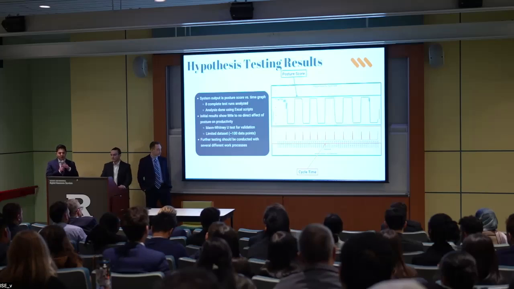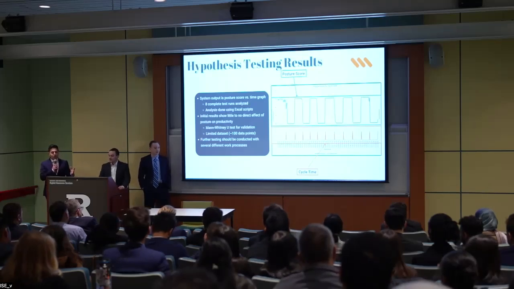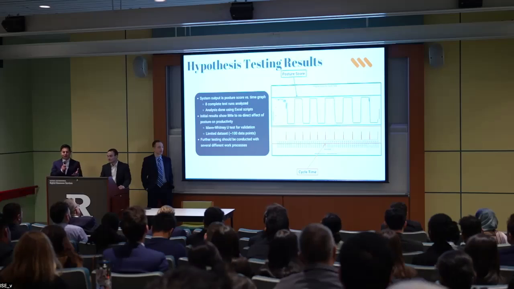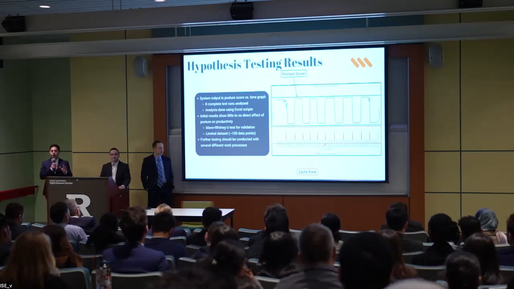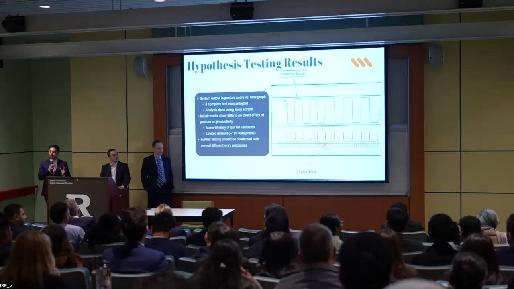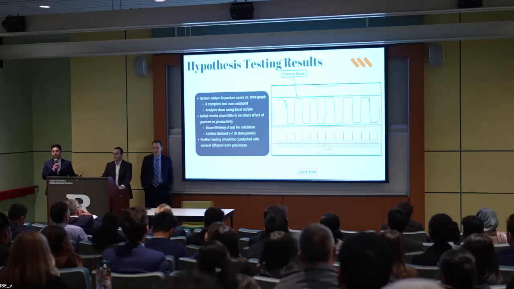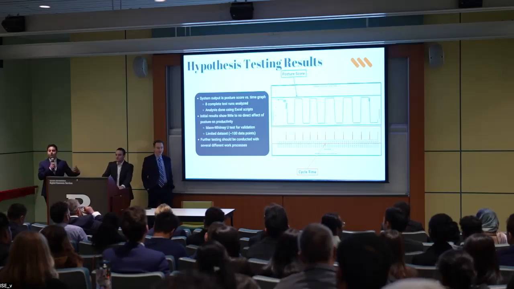With the cycle runs that we completed, our initial results showed that there was little to no direct effect of posture on productivity. In order to validate this, we used the Mann-Whitney U test to see if there was a difference between the data sets, although we're not making a definitive conclusion because we did only have a limited data set of about 100 data points and only did one work process. So we are suggesting testing this on several different work processes and gathering more data points before coming to a definitive conclusion.